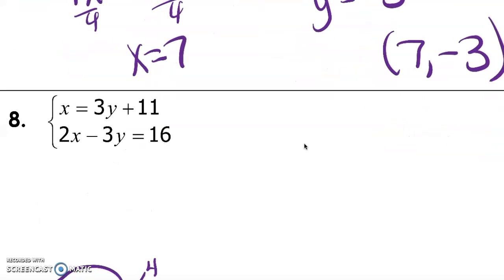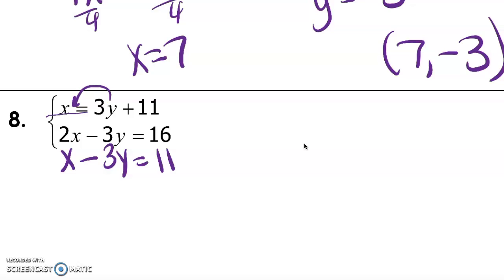Number 8, these are not lined up. So our first job is to get them to line up. What you want to do is you want your x and y on the same side, so you want it to look like the bottom one. So we need to move our y over, meaning I would subtract it. Actually, let me redraw that. I'm going to move it so it's after the x. So to move it over, I would subtract it. So I would have x minus 3y is equal to 11.